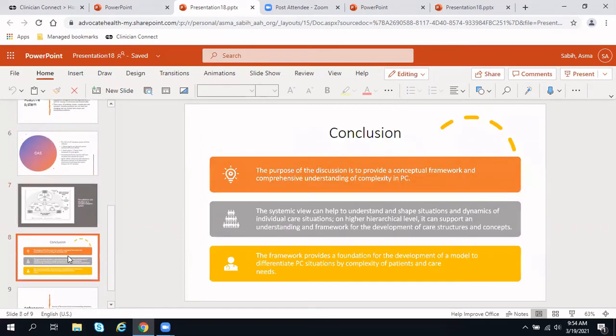Then, it's a short presentation. The conclusion that we come to is that the purpose of this discussion is to provide a conceptual framework and comprehensive understanding of complexity in palliative care. Then the systemic view can help to understand and shape situations and dynamics of individual care situations on a hierarchical level. It can support an understanding and framework for development of care structures and concepts. The framework provides a foundation for the development of a model to differentiate palliative care situations by complexity of patient and care needs.